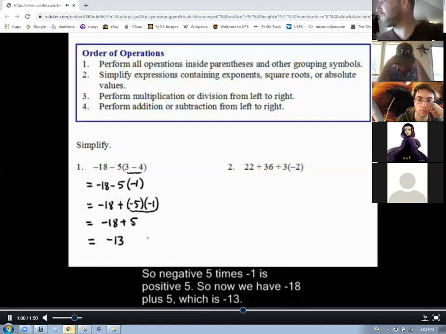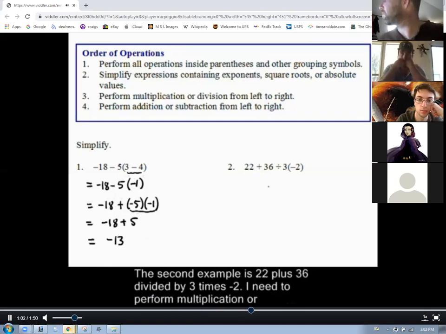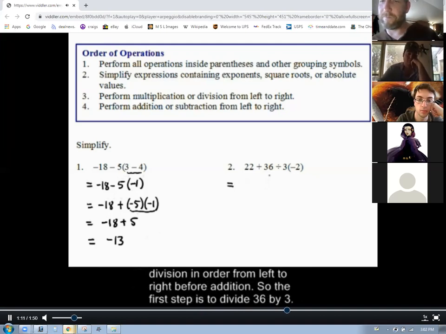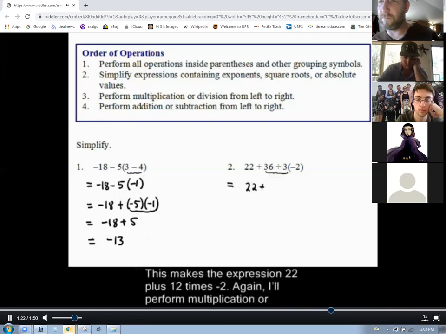The second example is 22 plus 36 divided by 3 times -2. I need to perform multiplication or division in order from left to right before addition. So the first step is to divide 36 by 3. This makes the expression 22 plus 12 times -2. Again, I'll perform multiplication or division before addition.